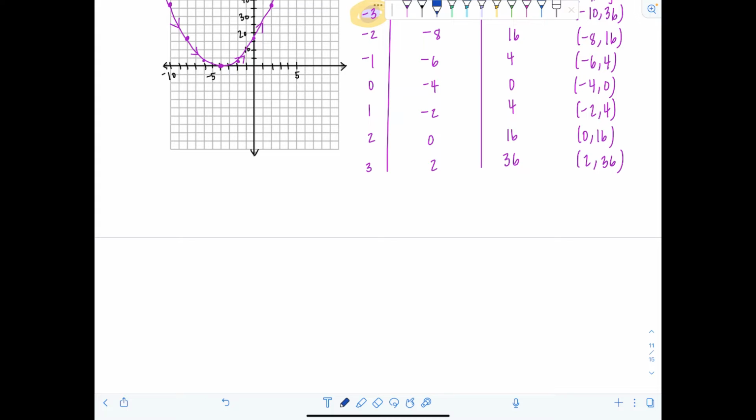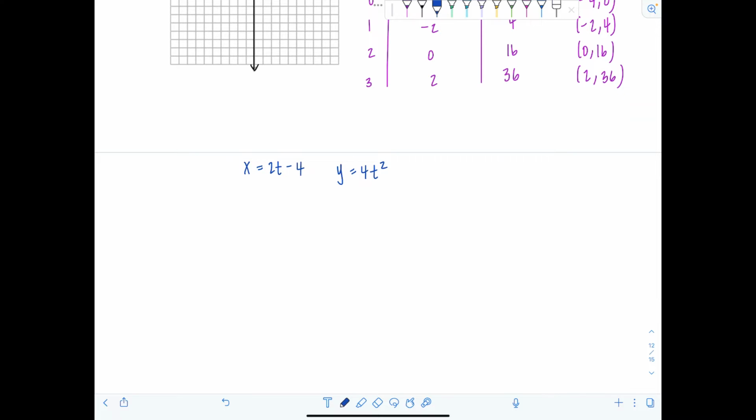Okay, so the parametric equations were x equals 2t minus 4 and y equals 4t squared. In this scenario, it's usually easier to solve for t in one of the equations and then substitute that into the other one. I'm going to solve for t in this equation because I can do so pretty easily. I don't want to deal with the plus or minus square root from here. You see what I mean? So we have x plus 4 equals 2t. So t equals x plus 4 over 2.